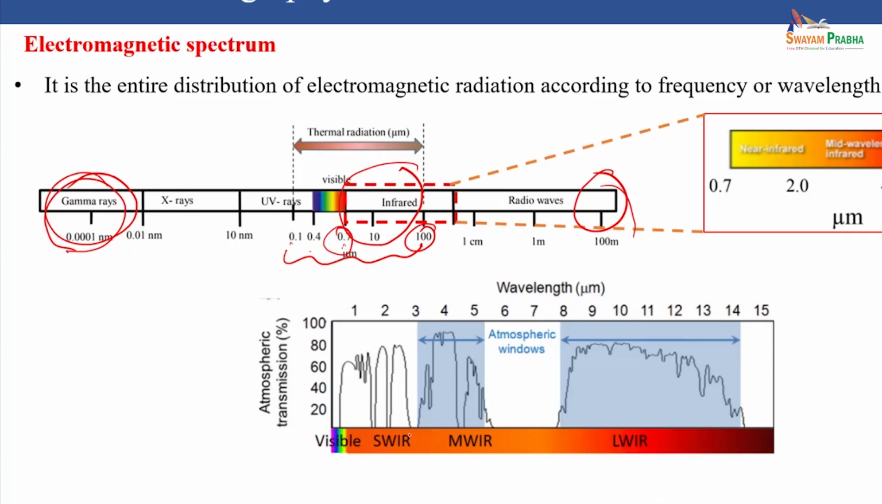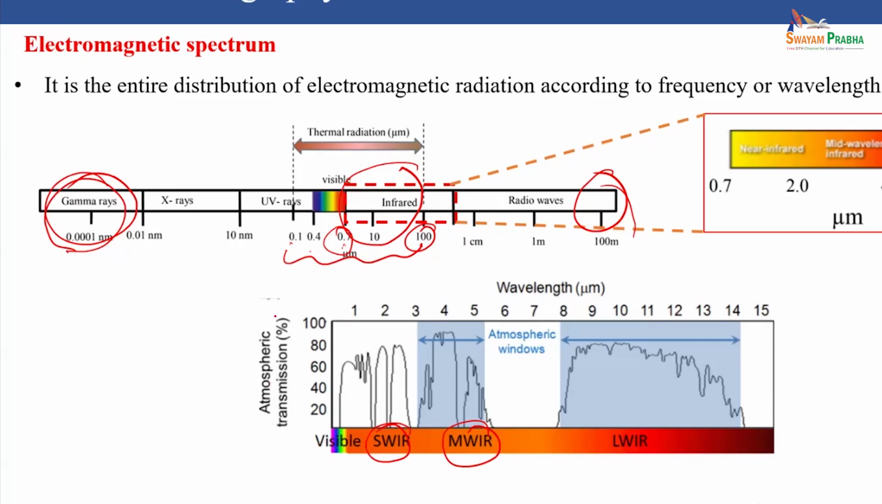You can see that there is a short wave infrared, which is very close to the visible part of the spectrum, ranging up to 3 micrometers, and then we have the mid wave infrared, which is of the order of 3 to 5 micrometer.